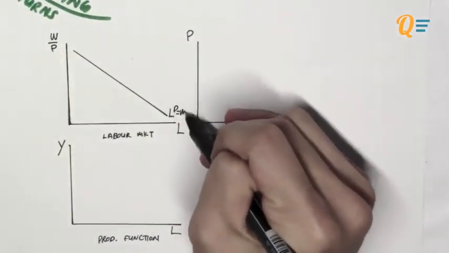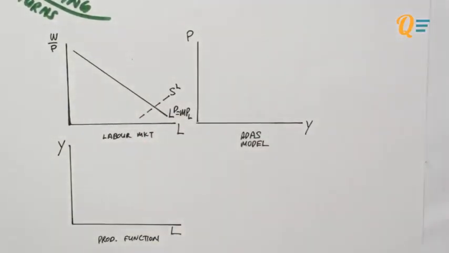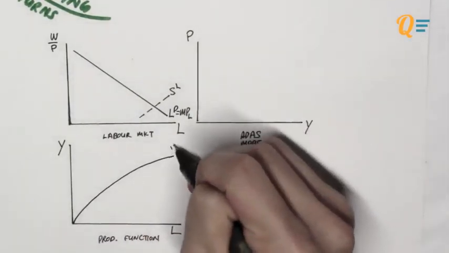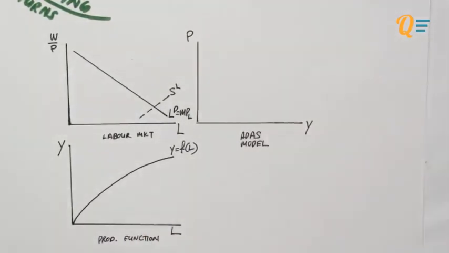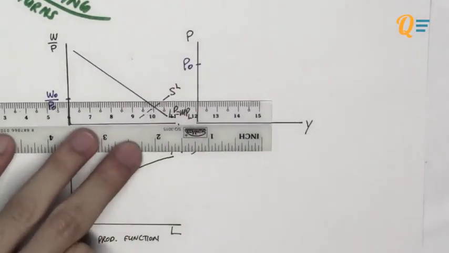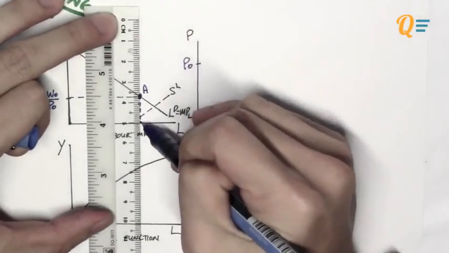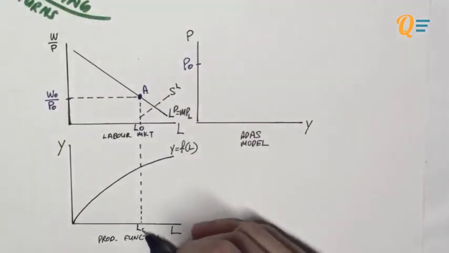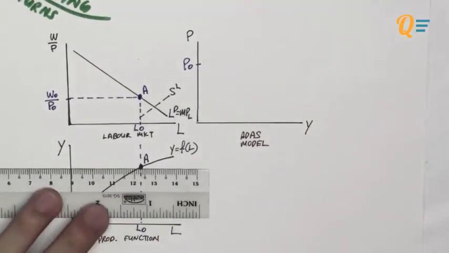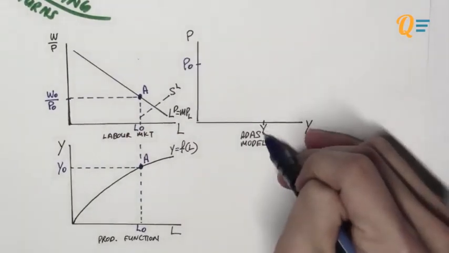This is your downward sloping labor demand curve, which is also your marginal product of labor. And you have a supply of labor which is placed very far to the right. In the production function, you're going to have a curve that looks like this, which shows the decreasing returns we were talking about. Let's assume that the price level now is at P0, which gives me a real wage of W0 over P0. This gives me an equilibrium at point A in the labor market, which means that the firms will be hiring L0 amount of labor. And in the production function, the equilibrium at point A gives me an output of Y0.